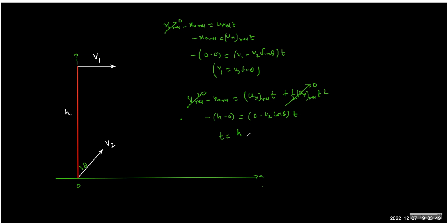T equals to HY. And from here, you can get the sin theta in terms of V1, V2. You can substitute here. You'll get the answer. Is this clear?